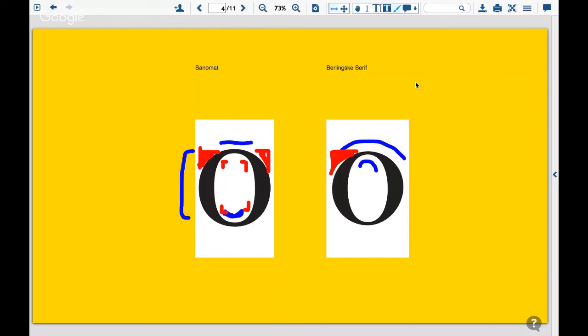And then also, in the same vein, it's a lot more flat on this side here. It's just a little bit of a point that touches the side here. So again, with that rectangular shape, it's a little bit different. And there's also a difference in contrast. To me, this feels a little bit thicker than the side of this O. And this portion here feels thicker and thinner in Berlingske. So that goes again with the contrast we were seeing.